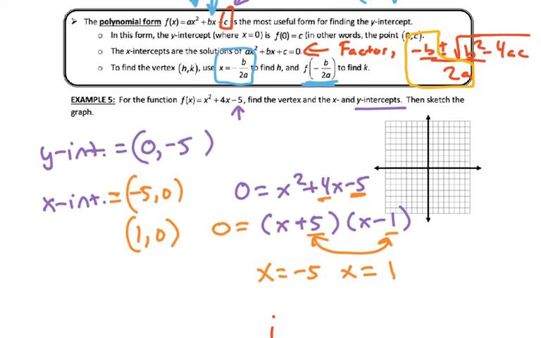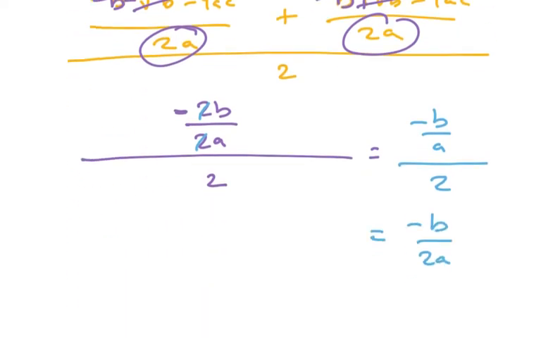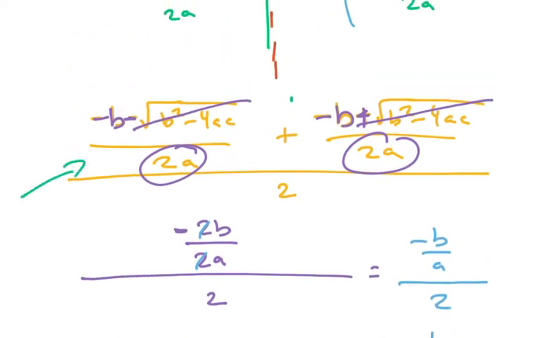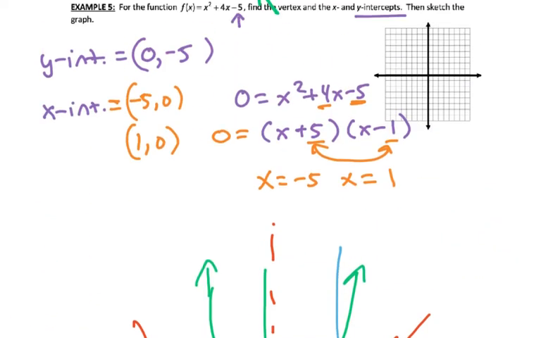And I have two things that I can do to find the vertex. I can obviously go straight to the formula, which is -b over 2a, right? Or look at what I said earlier. I said it was the average of my x-intercepts. So if I want to, I can add -5 plus 1 divided by 2, which I think is the easiest way. And this will give me -2. So I know my x value is -2.